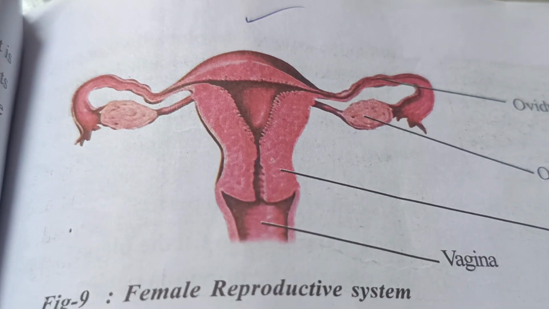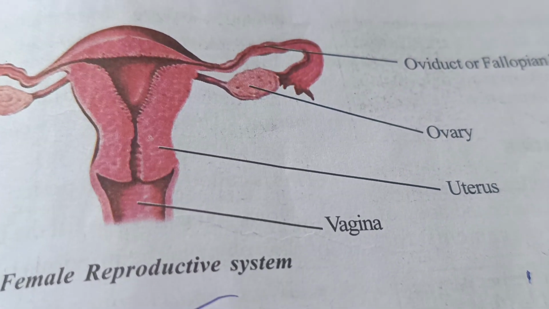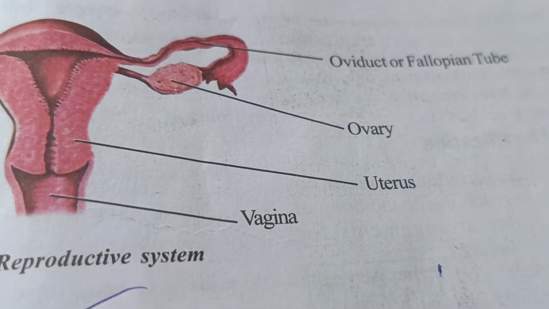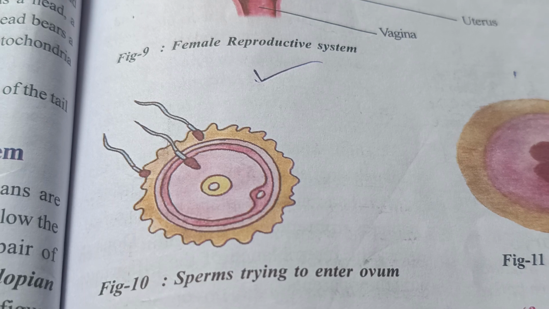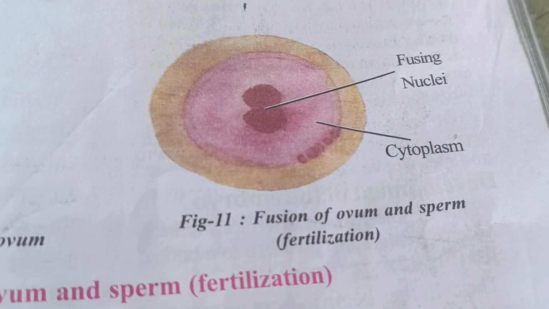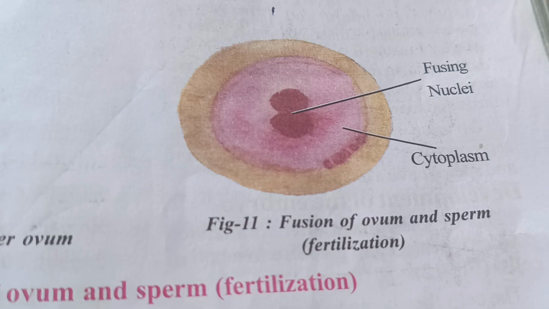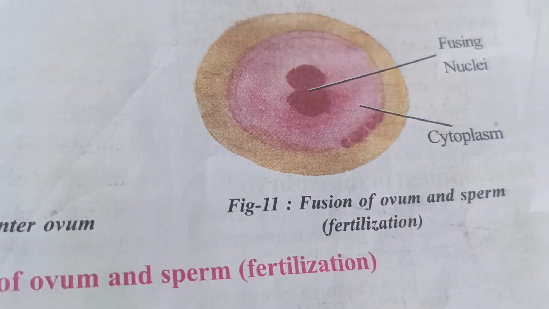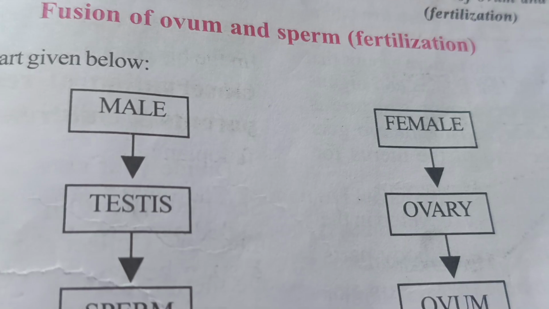Female reproductive system. This is the vagina and uterus, ovary and oviduct or fallopian tubes. And this is the sperms trying to enter the ovum. After entering it, then the fusion of the ovum and sperm, fertilization. Fusing nuclei. This is the cytoplasm. Fusion of the ovum and sperm, fertilization, given below.